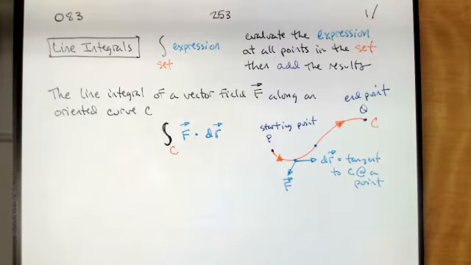We're going to need to build a context in which we have a vector field and a curve running through a vector field. But first, we want to see that this description fits our generic description of an integral. We're going to evaluate the expression f dot dr at all the points in the set C. The set is an oriented curve. Any questions?